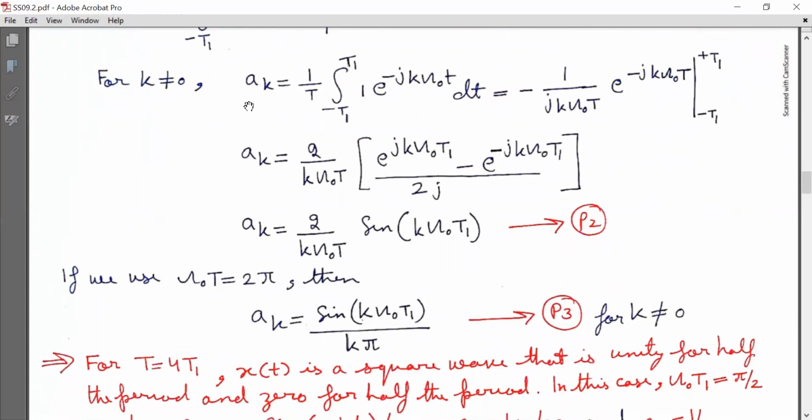Now for k not equal to 0, ak is equal to 1 by T integration from -T1 to T1 of 1 times e raised to minus jk capital omega 0 t dt. Now following the conventional procedure, ak is equal to 2 by k omega 0 T bracket e raised to jk omega 0 T1 minus e raised to minus jk omega 0 T1 by 2j. So ak is equal to, now this term in bracket is equal to sine of k omega 0 T1. So ak is equal to 2 by k omega 0 T sine of k omega 0 T1. Mark it as equation P2.